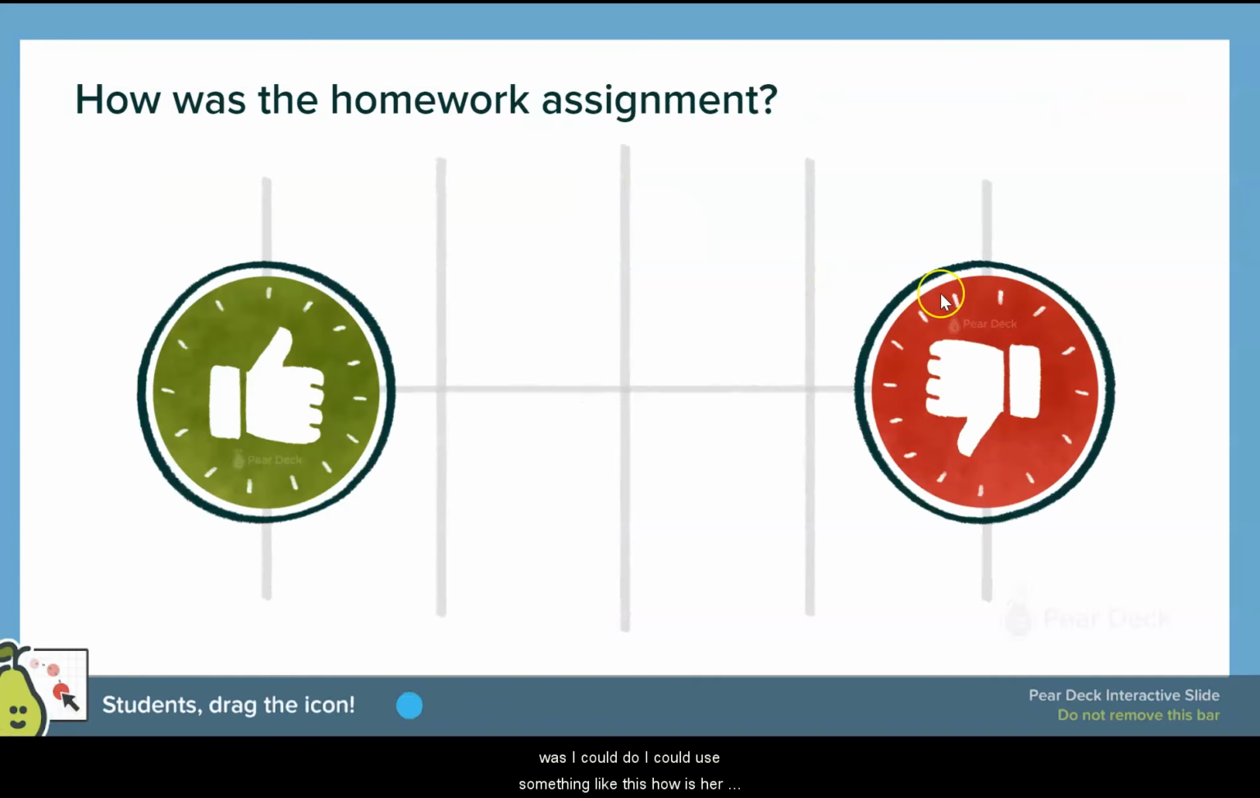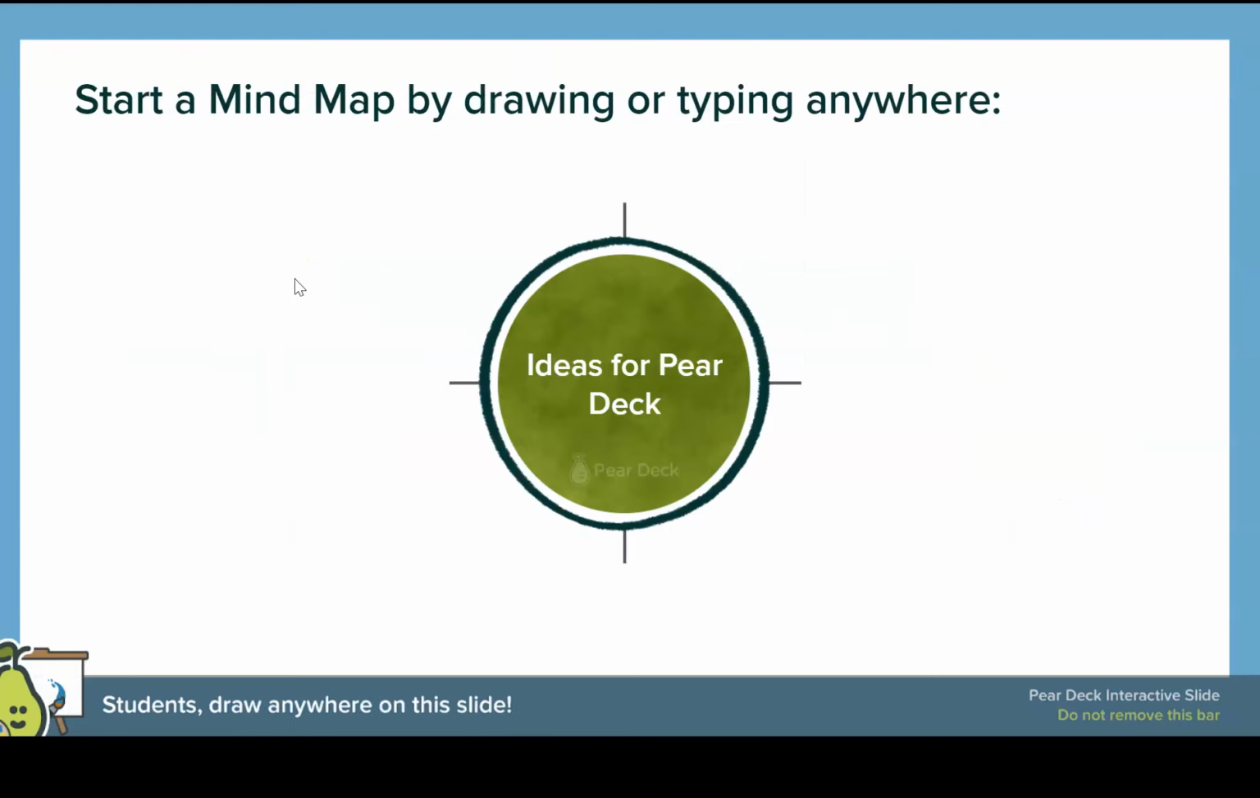I could use something like this. How was our homework assignment? So all the kids drag this little button over here to say, yes, it was good, or no, it was bad. They have that on their screen, they draw it, and I can actually see it in real time, all the kids in my class. Oh, they all went to the thumbs down. Maybe we need to spend a little bit of time today going over the homework assignment. Or if they're all thumbs up, then we're moving on.